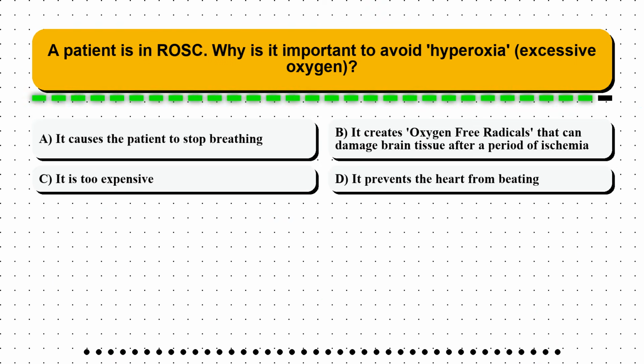Question 35. A patient is in ROSC. Why is it important to avoid hyperoxia, excessive oxygen? Option A. It causes the patient to stop breathing. Option B. It creates oxygen-free radicals that can damage brain tissue after a period of ischemia. Option C. It is too expensive. Option D. It prevents the heart from beating.